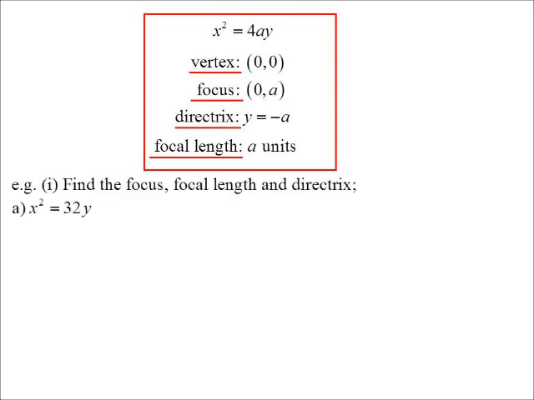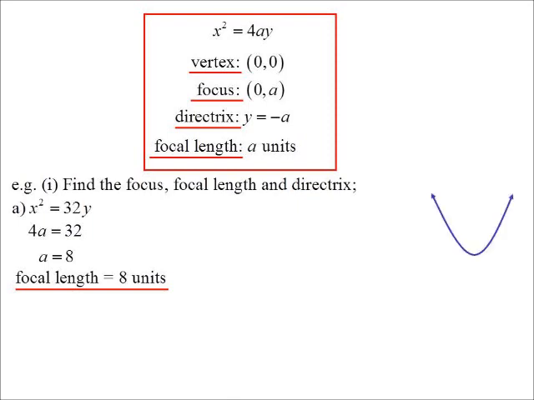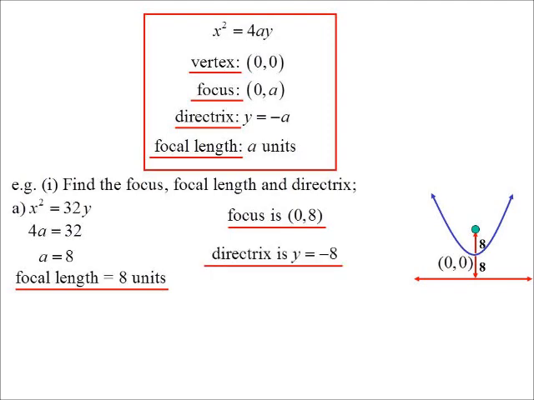x squared equals 32y. What's the focus, focal length, the directrix? So we know x squared is 4ay. 4a therefore is 32. I know a is 8, so the focal length is 8 units. Now, I like to draw myself a little sketch to make sure of it. So there's my parabola. We said the vertex was 0, 0. The focus will be a units above it, so yes, it's 0, 8. The directrix will be 8 units below it, so it's y equals negative 8. Yes, I could have just substituted into that formula, but this is just a way of thinking about the problem, so later on when we shift the vertex, it becomes a little bit easier.